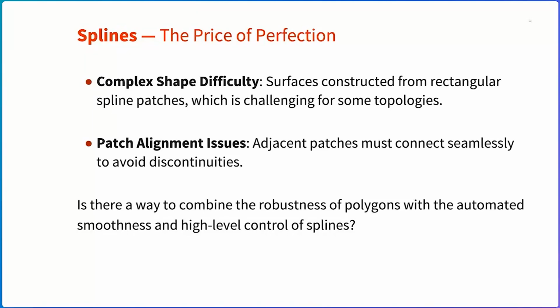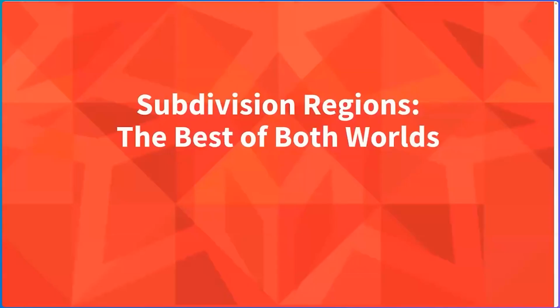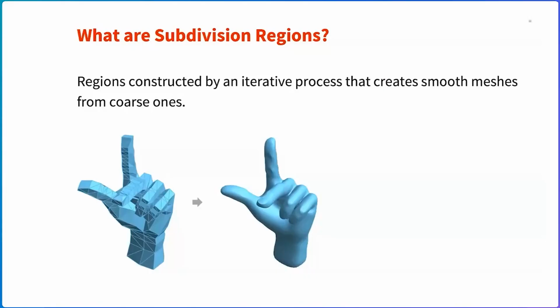Instead, many people use a technique that keeps most of the advantages of splines while still being easy to use. And that technique is subdivision regions. So what are subdivision regions? Well, they are regions constructed by an iterative process that creates smooth meshes from coarse ones. In the context of 3D modeling, we tend to use the phrase subdivision surfaces instead, though the same idea can be applied to curves as well.